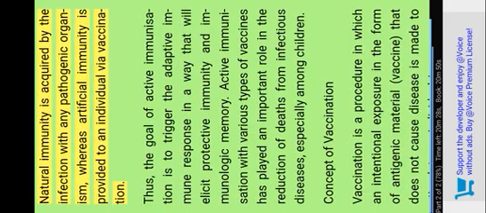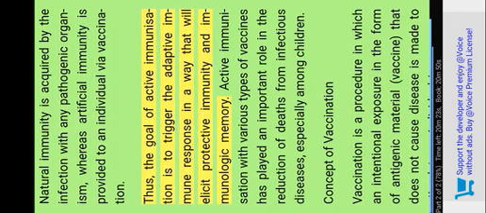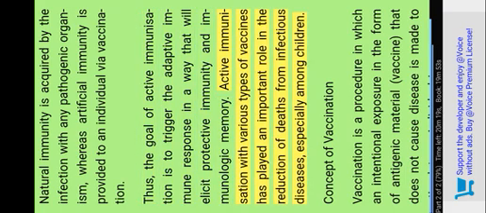Natural immunity is acquired by infection with any pathogenic organism, whereas artificial immunity is provided to an individual via vaccination. Thus, the goal of active immunization is to trigger the adaptive immune response in a way that will elicit protective immunity and immunologic memory. Active immunization with various types of vaccines has played an important role in the reduction of deaths from infectious diseases, especially among children.